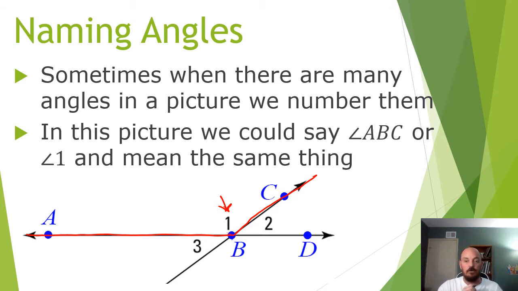I can't call it angle B because there's 4 different angles there I might mean, so you can't just use one letter there. But I could call it ABC or CBA, or what would be easiest, I just call it angle 1 because it's numbered. So you can number the angles too, or if they are numbered for you in a problem, just use those for the name.